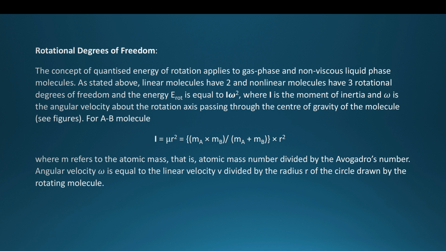Formula for reduced mass: Ma into Mb over Ma plus Mb, where M refers to atomic mass. Atomic mass is obtained by dividing atomic weight by Avogadro number. This gives the mass of one atom.